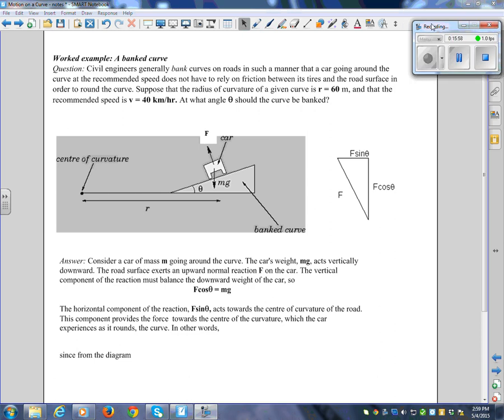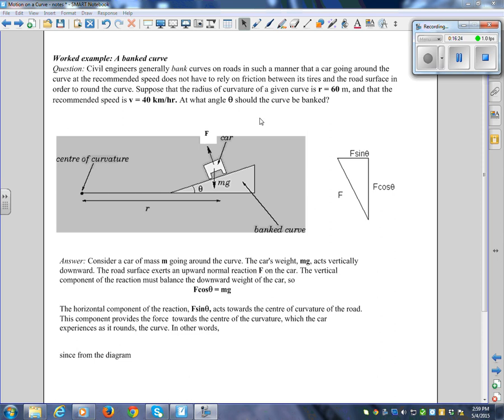Okay, so civil engineers, highway designers, generally bank curves on roads in such a manner that a car going around this curve at the recommended speed does not have to rely on friction between its tires and the road surface in order to round the curve. Suppose that the radius of curvature of a given curve is 60 meters, and that the recommended speed is a mere 40 kilometers an hour, just for example purposes. At what angle should the curve be banked?